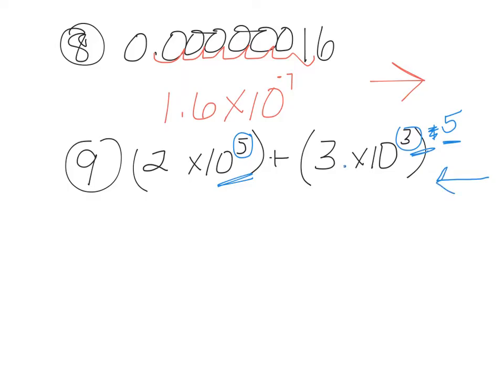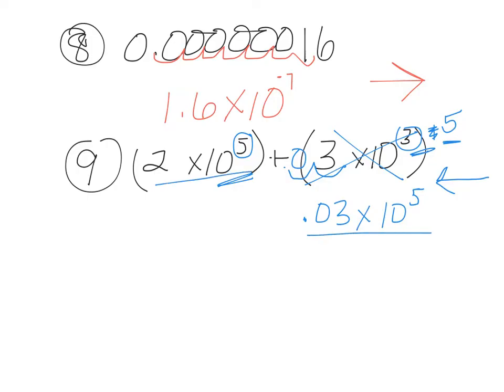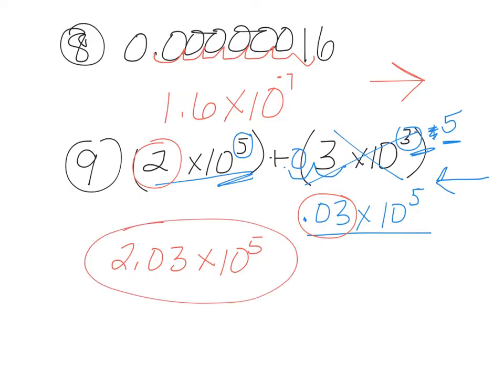So here's my decimal, 1, 2, and I'm going to fill it in. So this number turns into 0.03 times 10 to the 5th. That's an equivalent number. So now when I add 2 times 10 to the 5th plus 0.03 times 10 to the 5th, my answer, I add this number and this number together to 0.03, and 10 to the 5th just stays at 10 to the 5th. And so that's my answer to number 9. Let's try it again.